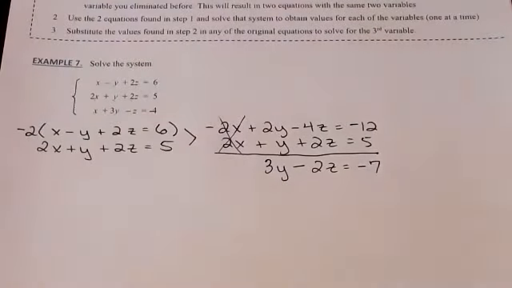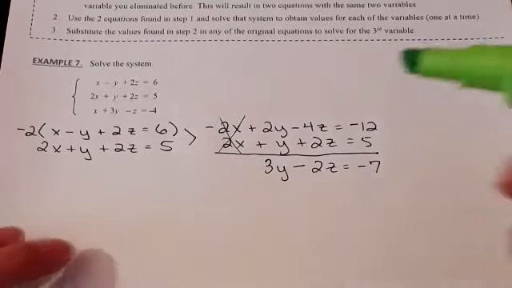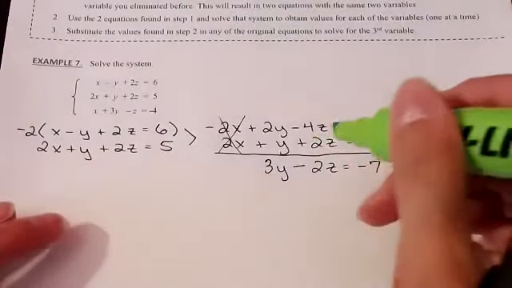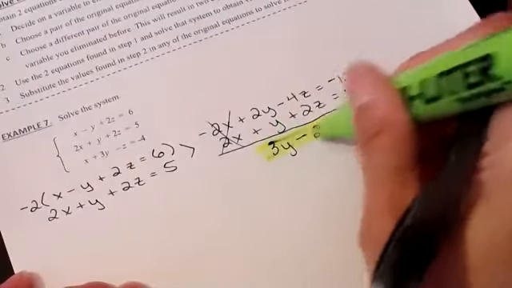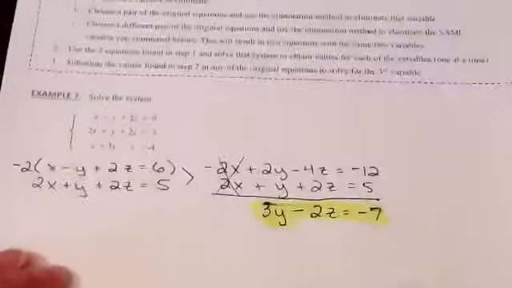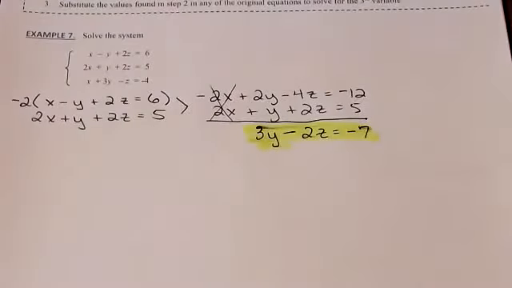What I may do is highlight the equation that has just 2 variables in it. So I'm going to go ahead and highlight this equation. Oh, I knew it was going to smear. I was like, is it dry yet? No, of course not. Okay. So there's my first equation that has just y and just z.